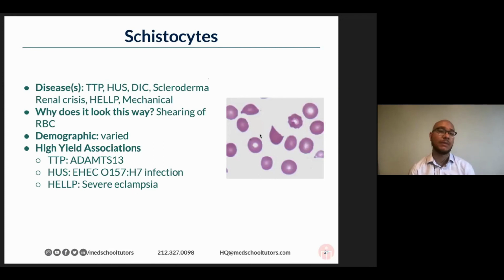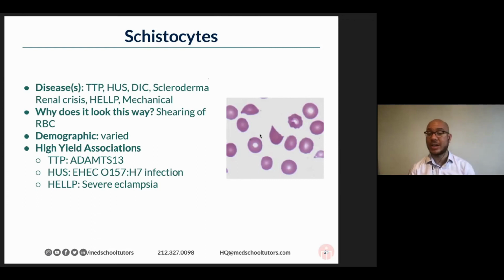If it's TTP, it might be someone in their 20s or 30s or even older. In HELLP, it would be someone for whom eclampsia would be a risk factor. So again, highlighting the importance of the rest of the clinical information that's presented to you in the vignette.